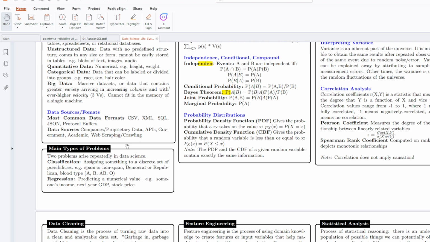So that is how it is in the virtual world. Every click, you produce data. Okay? So have it in mind. Data can come from companies, it could be proprietary data, it could be APIs, it could even come from government, it could be academic data, it could also come from web scraping and crawling.